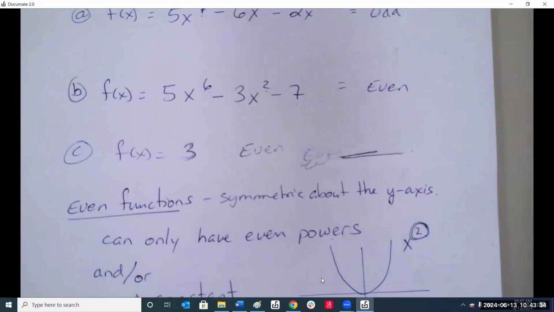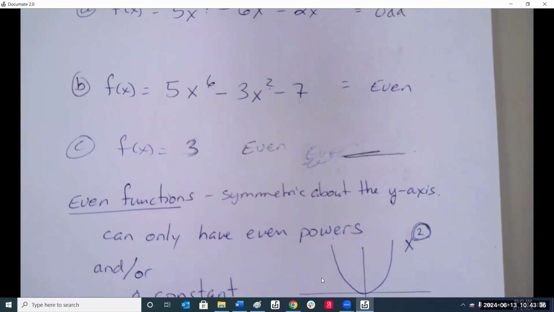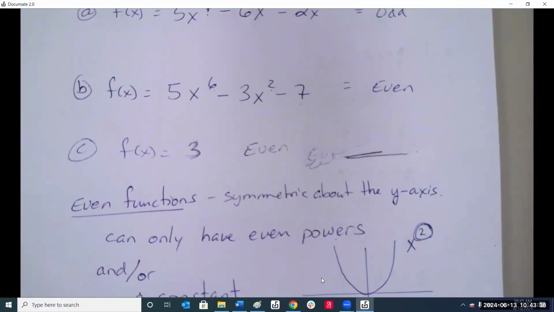So that's the end of that section. That's all there is to it. Odd, even functions. Traditionally, they're expecting us to give you a whole big spiel about calculating, doing the plus and minus numbers. No, this is all you have to look for. You don't have to test anything.